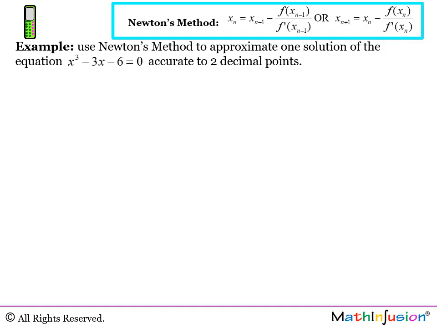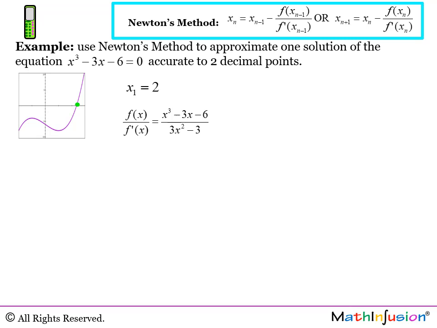Example: use Newton's method to approximate the solution of the equation x cubed minus 3x minus 6 equals 0, accurate to 2 decimal points. As we saw before, we don't want to choose the first one to be 1, but x equals 2 is a good choice for the first value of x. So x1 equals 2.